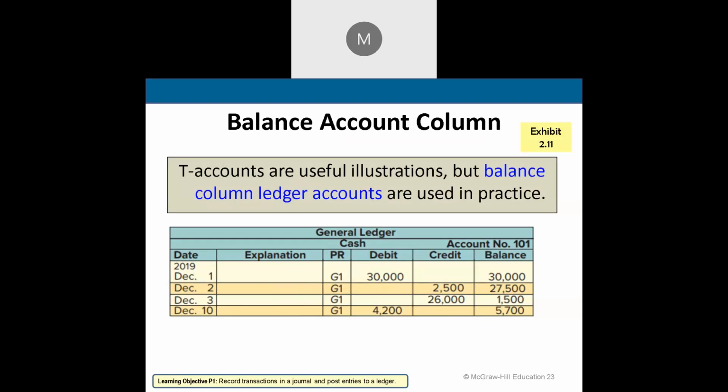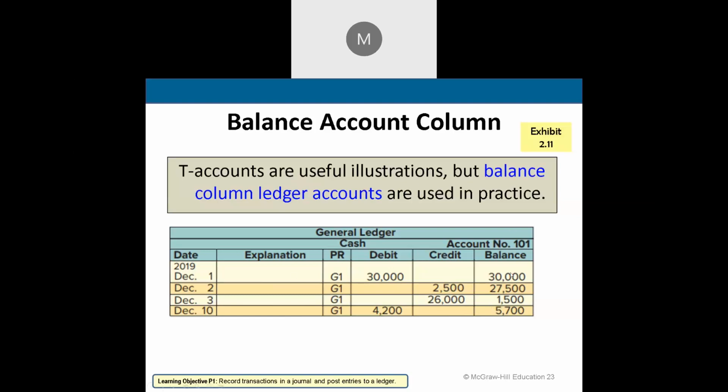Here is what happened with our cash for the first part of December. December 1, the owner brought $30,000 in cash into the business. December 2, we bought some supplies for $2,500. December 3, we paid $26,000 for something. I think it's equipment. December 10th, we received cash from our customer, $4,200. This gives you a visual representation of what's going on with our cash. Going up, going down, using the T account.